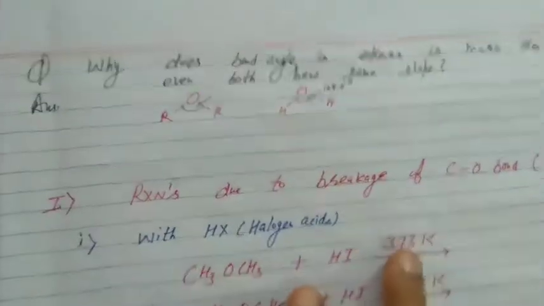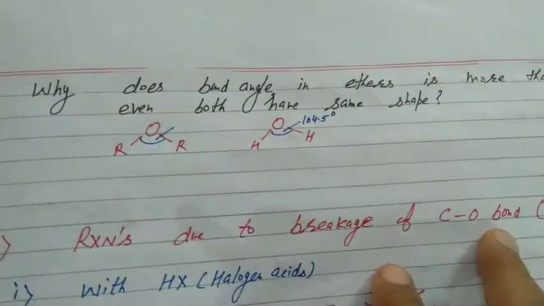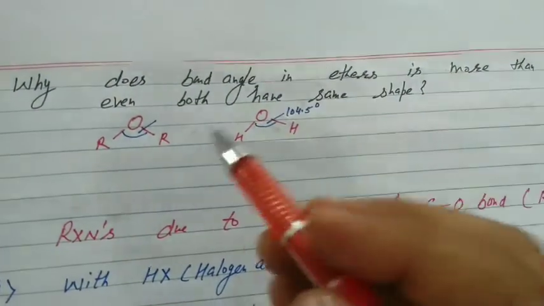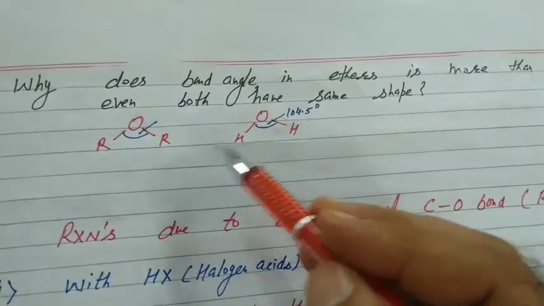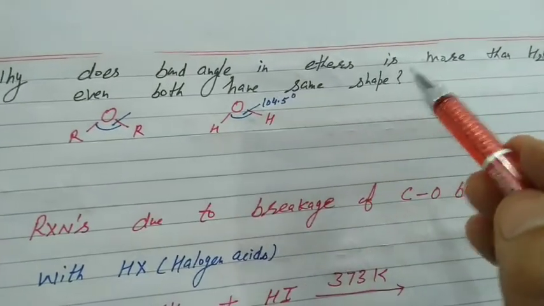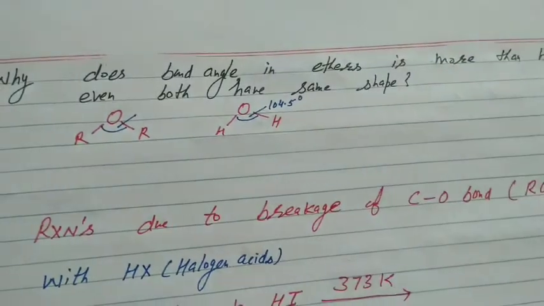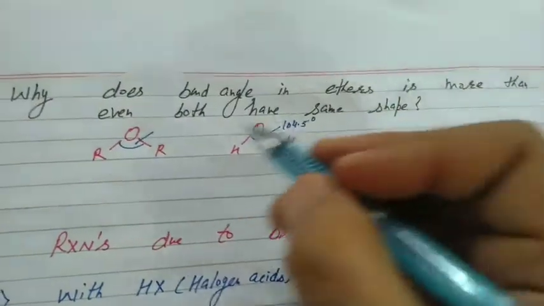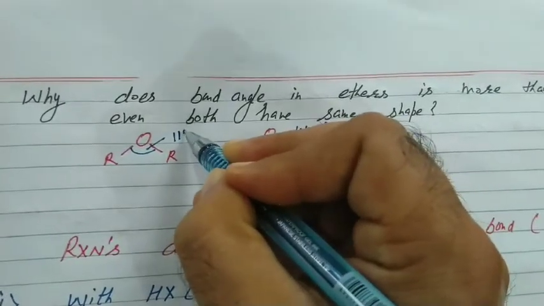After this, students, next, that's the question related to the shape. Both ethers and water have similar shape, V shape, bent or angular. Now the question is, why is the bond angle in ethers more than water, even though both have the same shape? We know the bond angle in water is 104.5 degrees and that in ethers is 111 degrees.